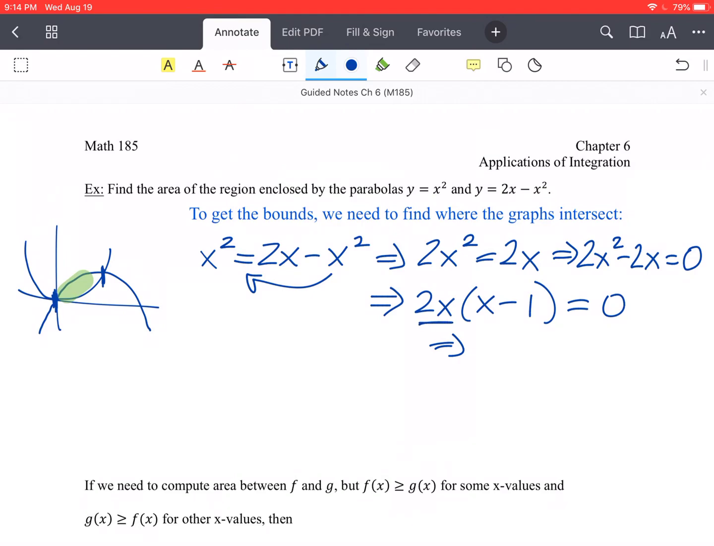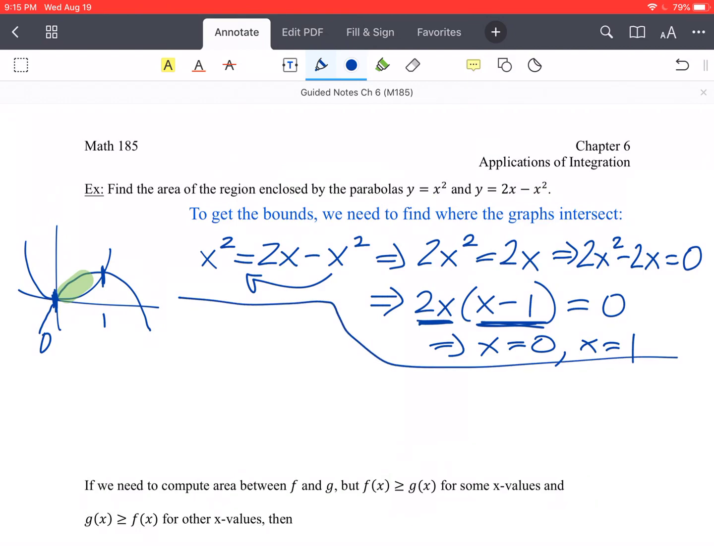And that gives us our first factor here, our second factor here. So we get x equals 0 and x equals 1. And those are going to be our bounds. So we're going from 0 to 1. So our area is going to be the integral from 0 to 1.